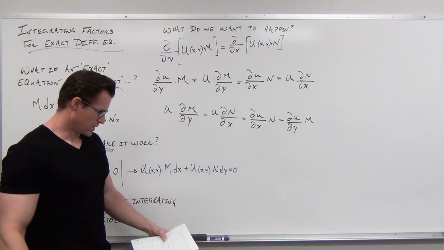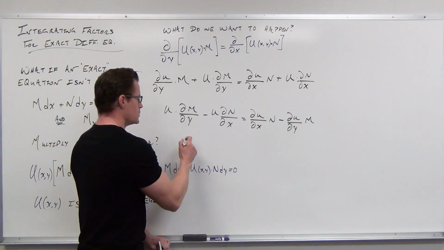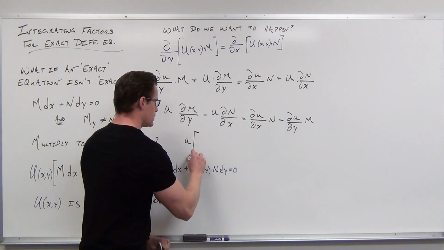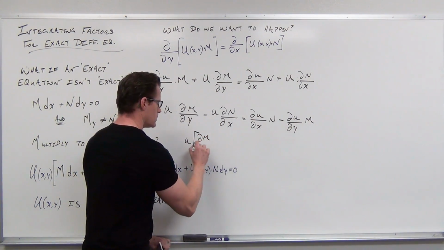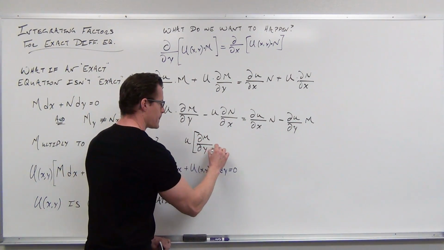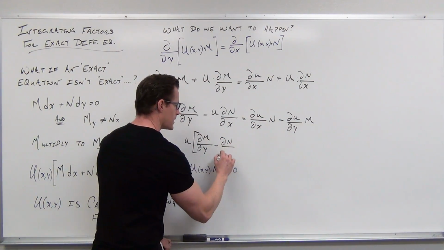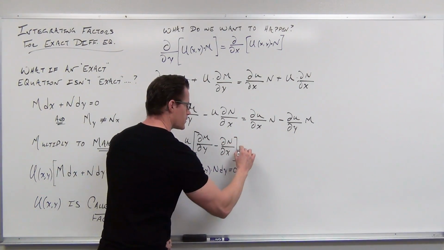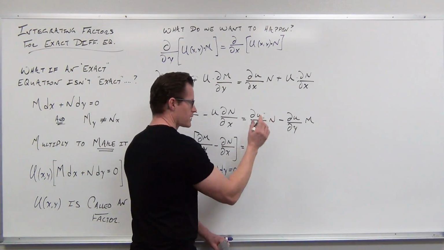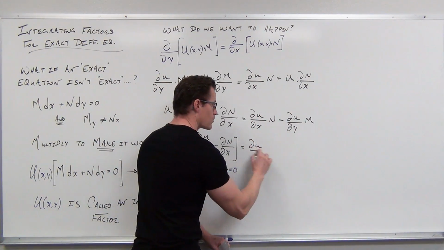Now let's try to factor. So if we factor out the u, partial m with respect to y minus partial n with respect to x. On the right-hand side, same thing. We're not going to change that, but we are going to talk about it right now.